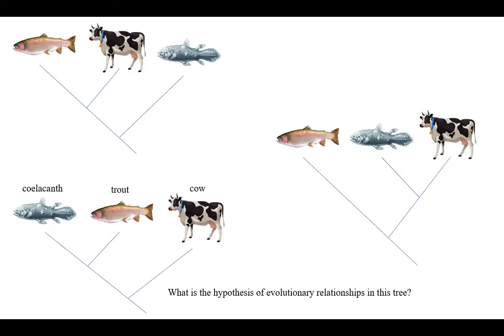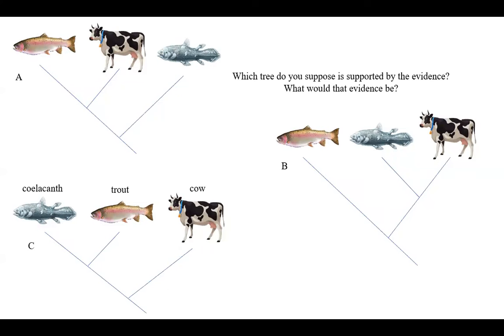If you catch a trout, and you go to South Africa and pick up a coelacanth, and you go out into the Karoo and find somebody who's herding cows, you could hold those three organisms. You'd be like, how are you all related? These are the only three choices you get. So here's A, here's B, here's C.